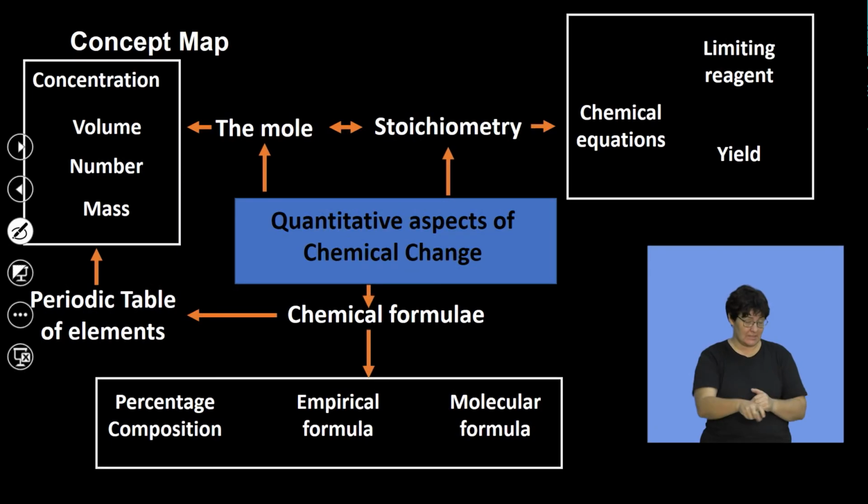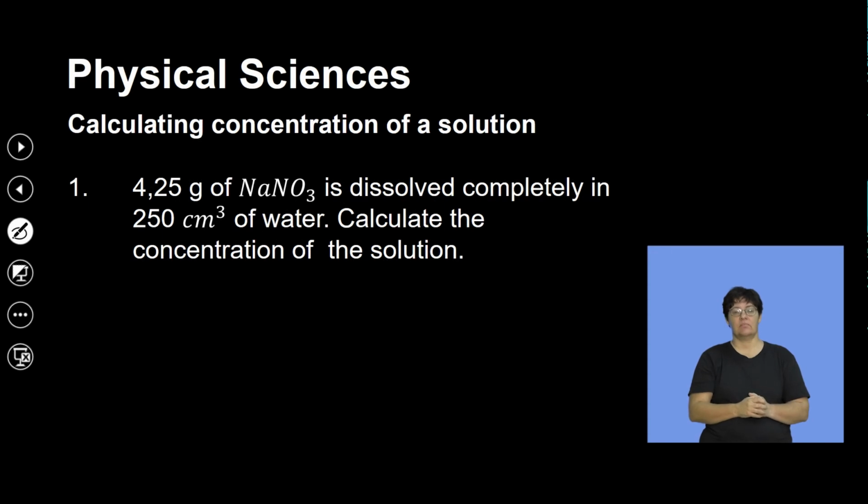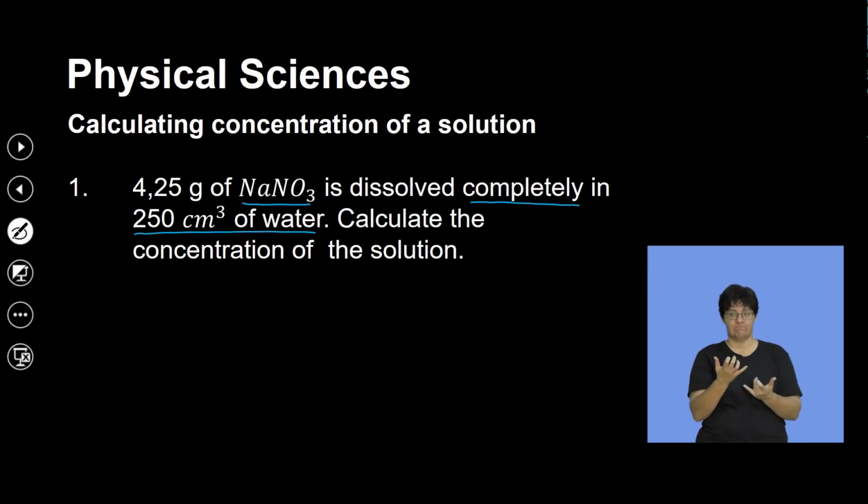Right, so without any waste of time, we have a scenario here based on calculating concentration of a solution. We are given the mass of sodium nitrate. So the substance is sodium nitrate. The mass is 4.25 grams. It is dissolved completely in this volume of water, which is 250 cubic decimeters. And now we want to calculate the concentration of the solution.